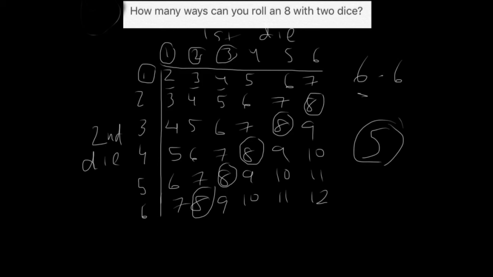Now another common type of problem for this is what is the probability of rolling an 8? And so in this case, it's just the number of ways you can roll an 8 divided by the total number of ways or possible outcomes that there are in the sample set, which in this case is just 36. So the answer to that kind of problem would be 5 over 36. And we're done.